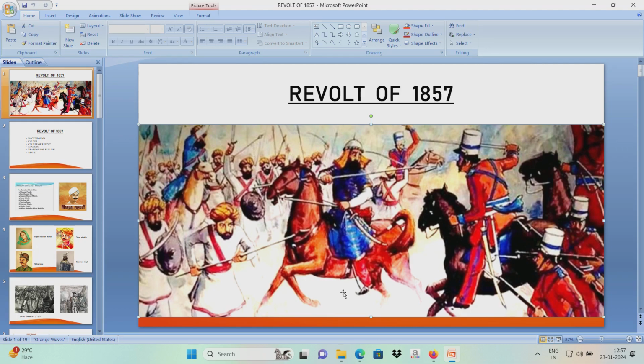So, the revolt of 1857 was a major uprising in India between 1857 and 1858 against the unjust rule of the British East India Company. The revolt served as the British Crown's sovereign power.